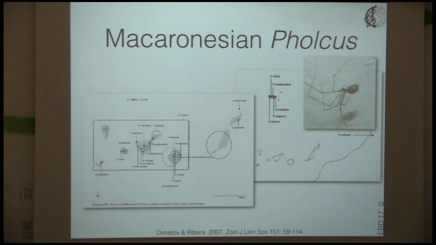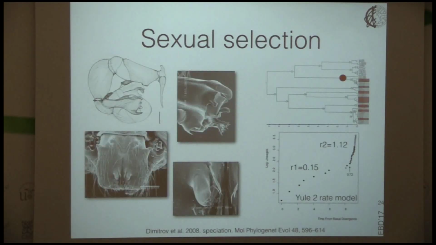Another example of sexual selection is in this particular group. This is in the Canary Islands, in Macaronesia. These are Pholcus. These are the guys that you can find in old houses, when we don't clean a lot, in the corners of the ceilings, the long leg spiders, like this one over here. These guys are also well known to have sexual selection. In this case, it's some kind of lock and key mechanism of the male and the female genitalia.